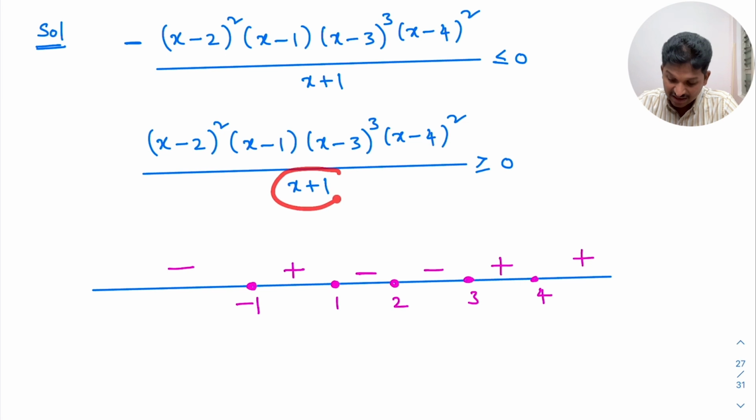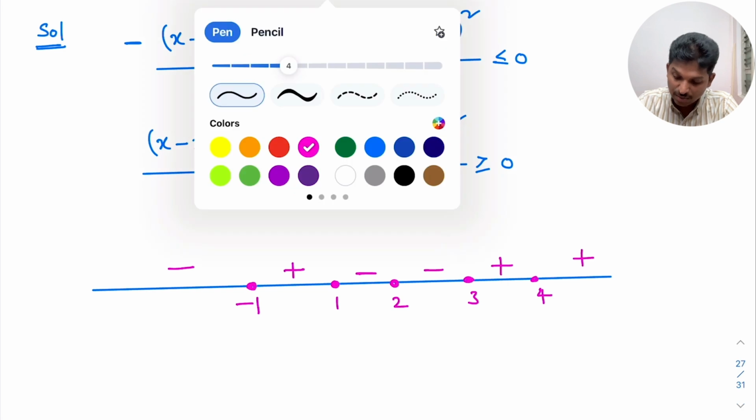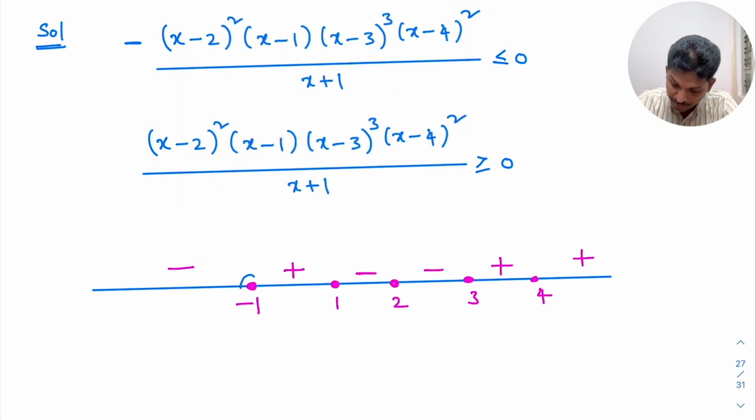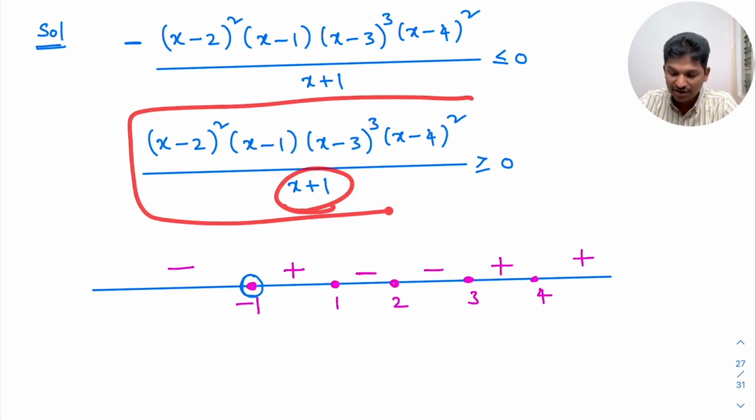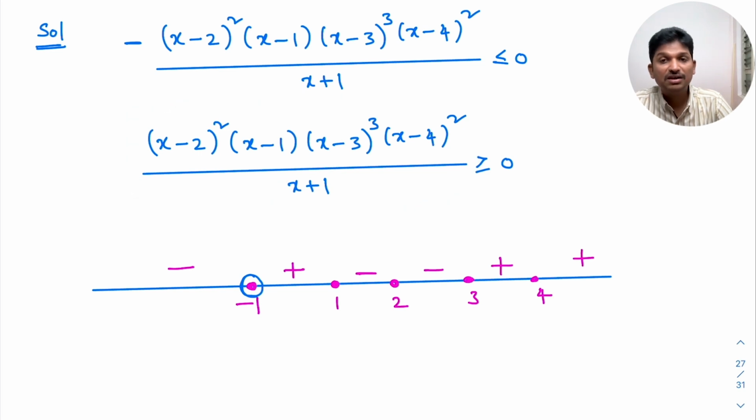As it is a rational function, denominator cannot be equal to 0. You see, this x plus 1 cannot be equal to 0. That means x cannot be equal to minus 1. So what I'll do, at minus 1, I'll mark an open circle. That means minus 1 is not a part of the solution. Keep this point in your mind. If I take x equal to minus 1, denominator will become 0. This function is not defined. That's why in rational function, denominator cannot be equal to 0.